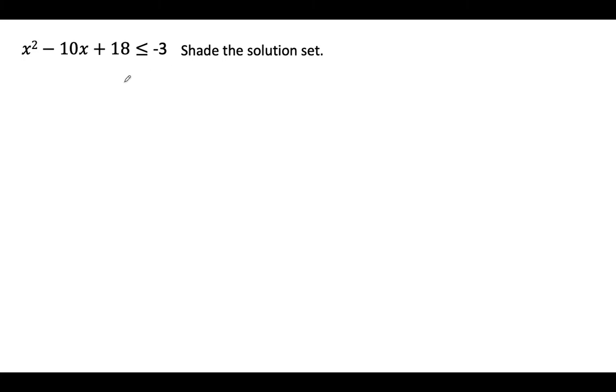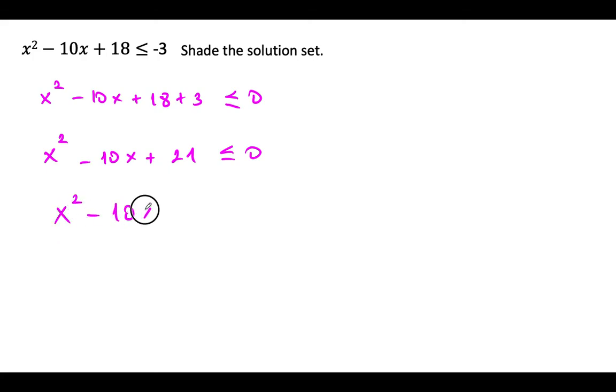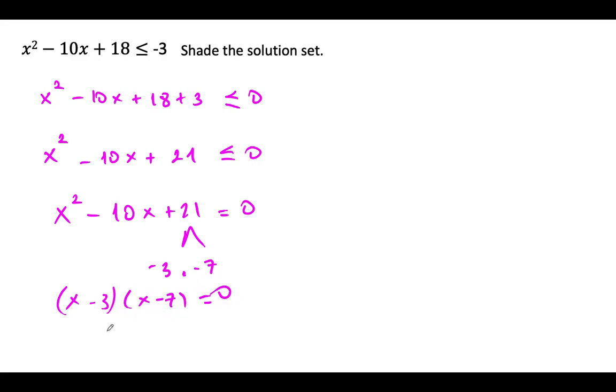Now, let's talk about this question. Now we can say that x squared minus 10x plus 18 plus 3 less than or equal to 0. So x squared minus 10x plus 21 less than or equal to 0. So let's say x squared minus 10x plus 21 is equal to 0. Negative 3 times negative 7 is positive 21, and negative 3 plus negative 7 is negative 10. So (x minus 3) times (x minus 7) is equal to 0. x is equal to 3 and x is equal to 7.